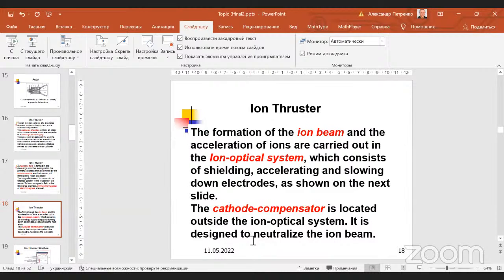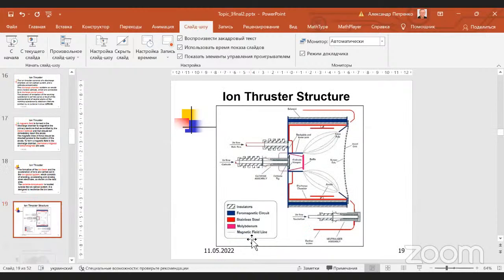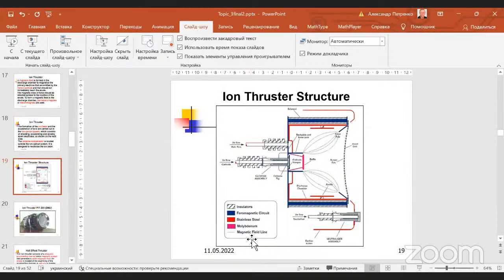The formation of the ion beam and the acceleration of ions are carried out in the ion optical system, which consists of shielding, accelerating, and slowing down electrodes, as shown on the next slide. The cathode compensator is located outside the ion optical system. It's designed to neutralize the ion beam. And the typical structure of the ion thruster is presented here.